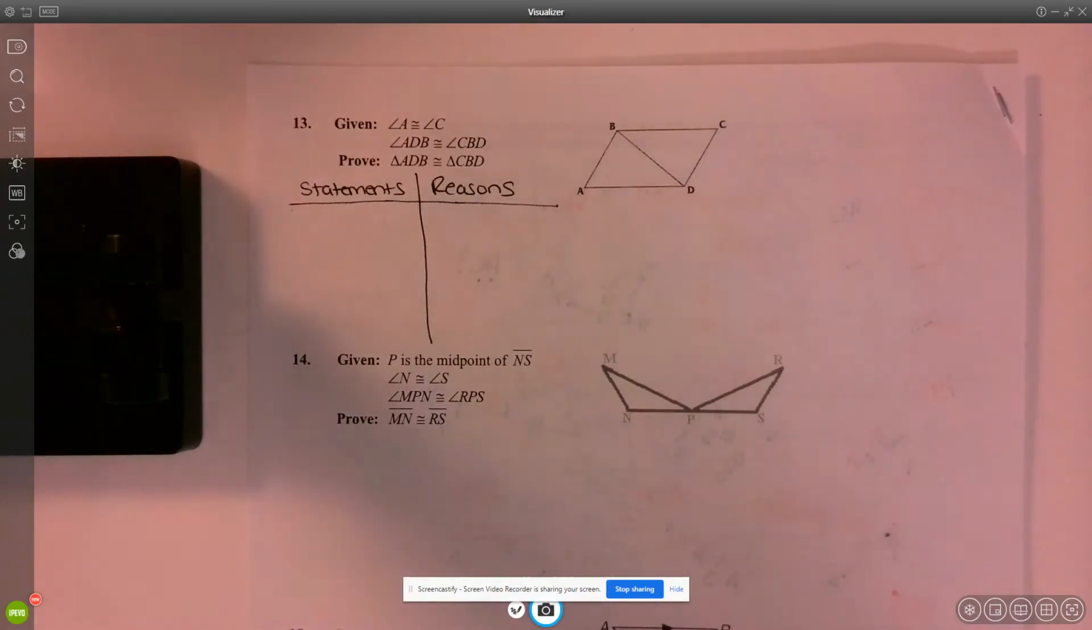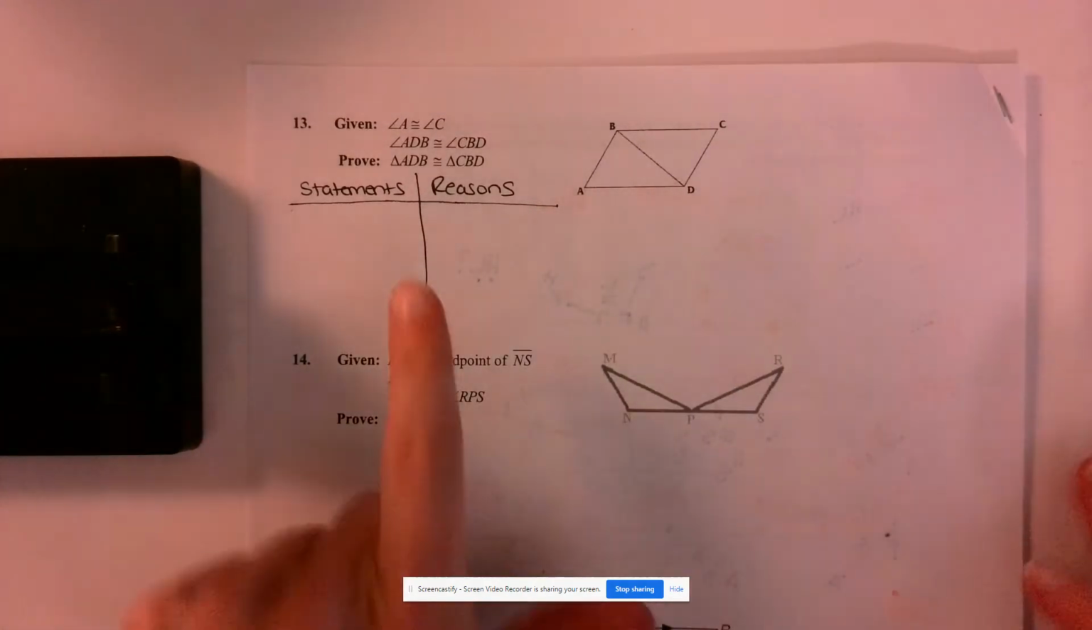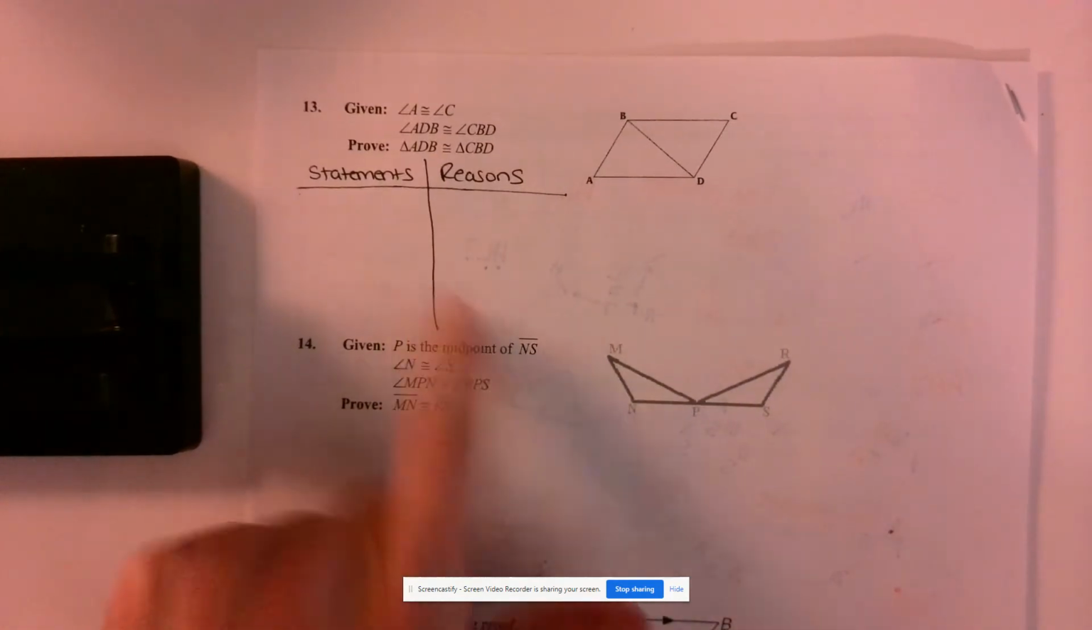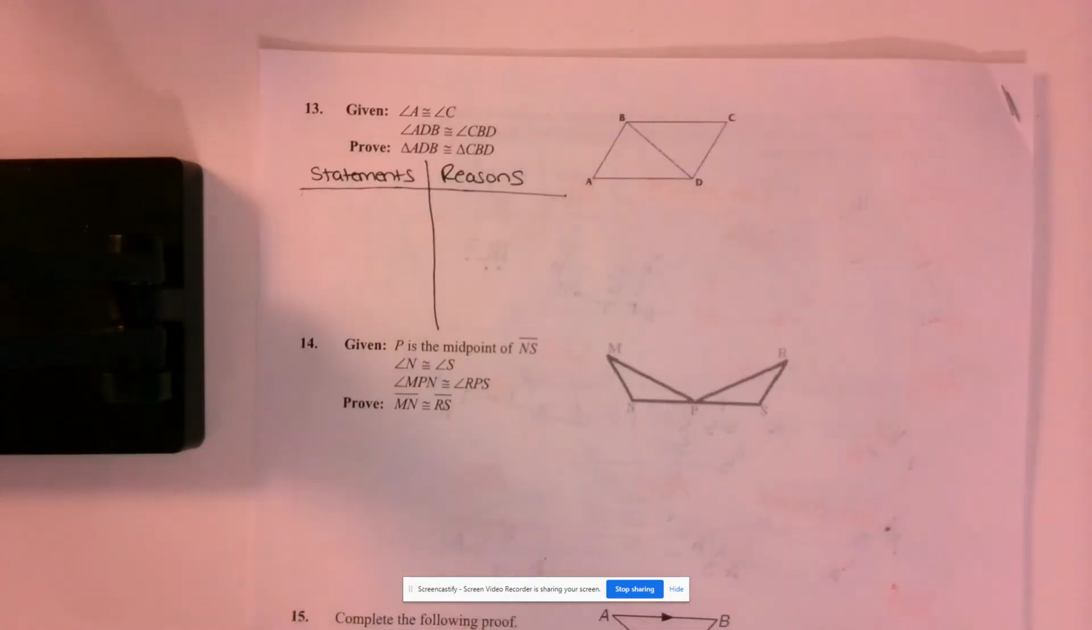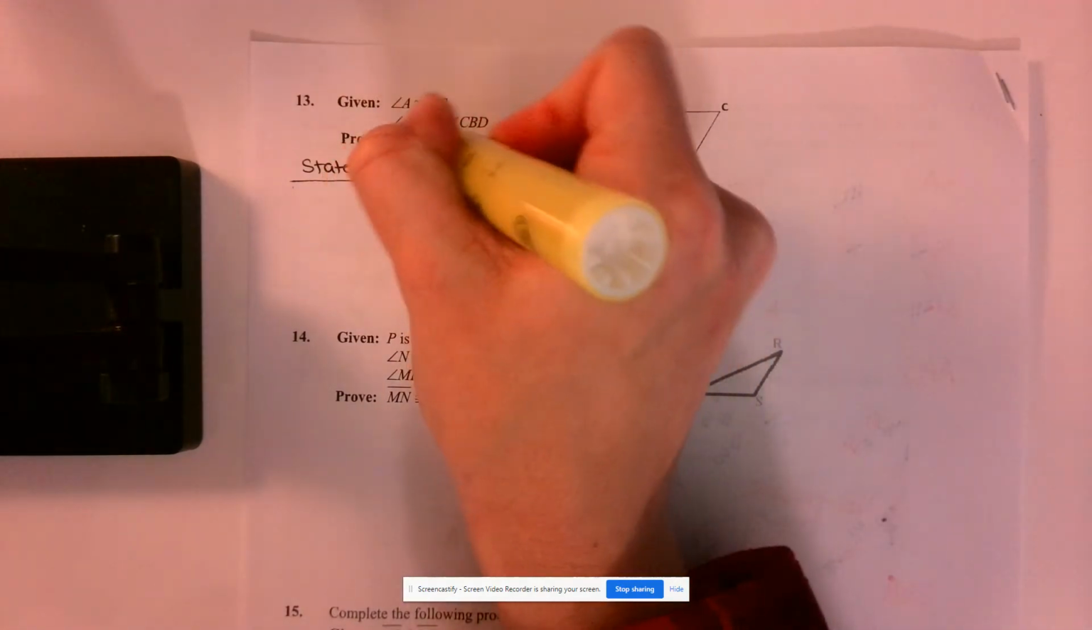In this video, we're going to be working through number 13 in the Chapter 5 test review. This is a proof, so if you did not have a two-way table set up for you, go ahead and draw one. We are given that some angles are congruent, and we are trying to prove that triangle ADB is congruent to triangle CBD.